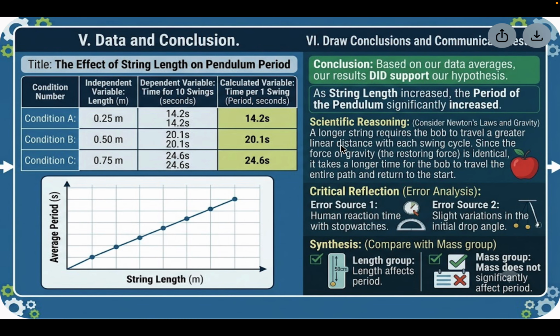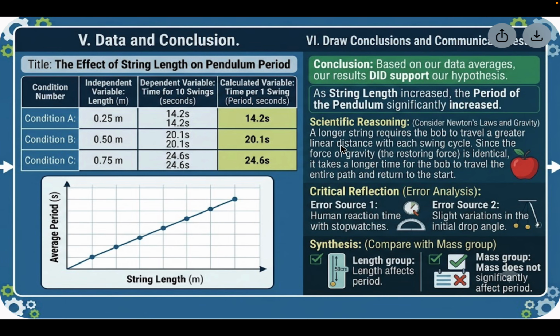Panel 4 will be going over number 5, data and conclusion, and number 6, draw conclusions and communicate results. The final image, derived from the bottom, middle, and right-hand panels of the overview diagram, synthesizes all findings. The data template from the overview is populated with clean, calculated values and presented with its final conclusion. A clear line graph shows the relationship.